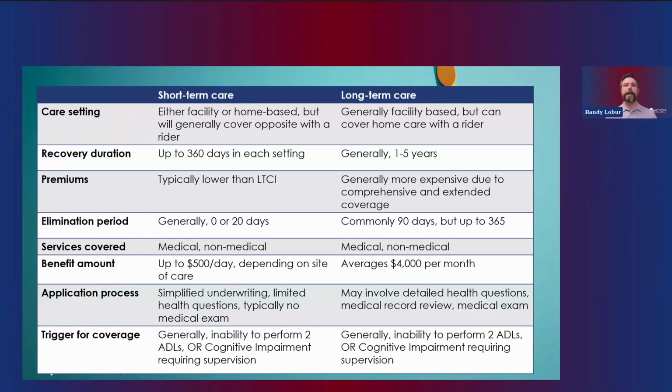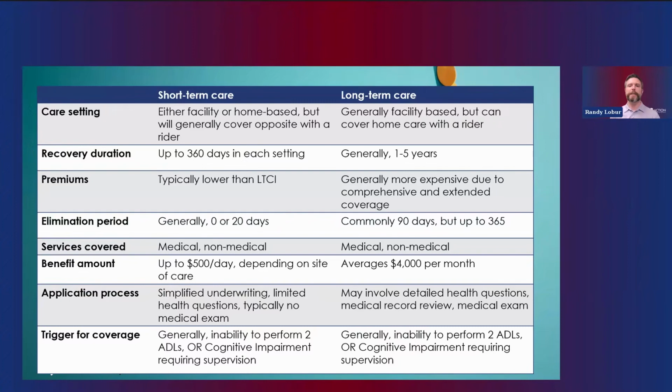Different benefit limits to keep in mind. Short-term care policies will only cover, generally speaking, up to 360 days, because any longer than that, they become a long-term care policy, which generally are good for anywhere between 1 to 5 years. Because they provide shorter coverage, of course, their premiums are going to be lower.